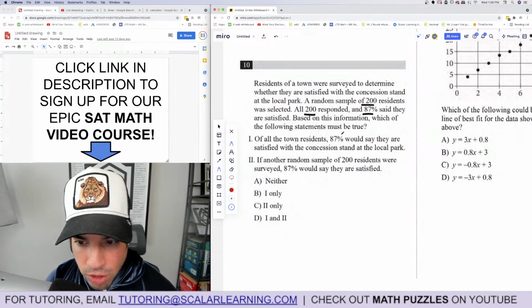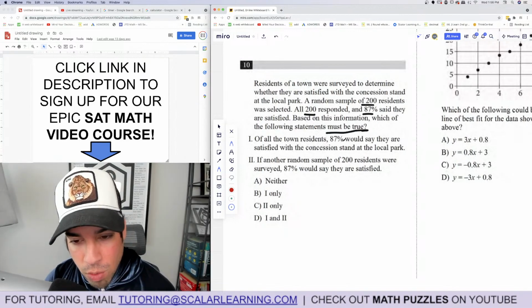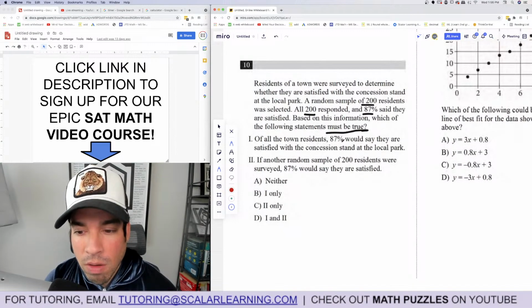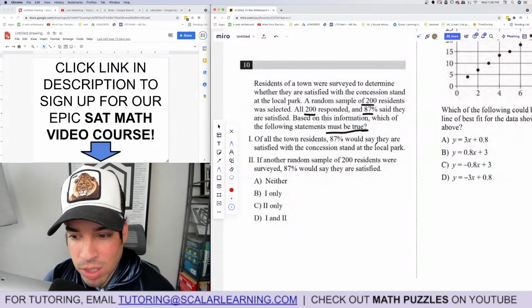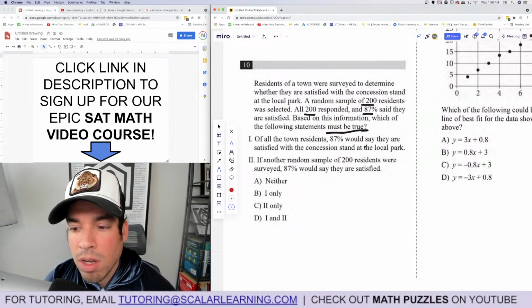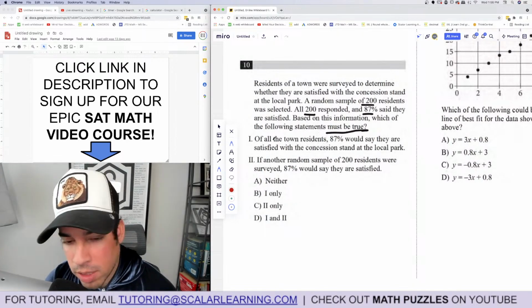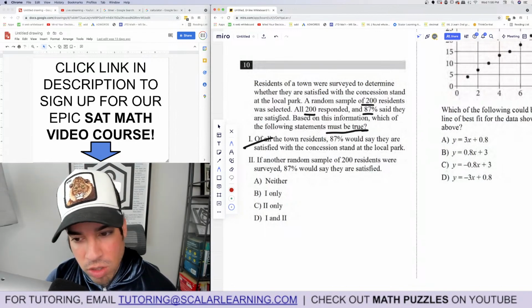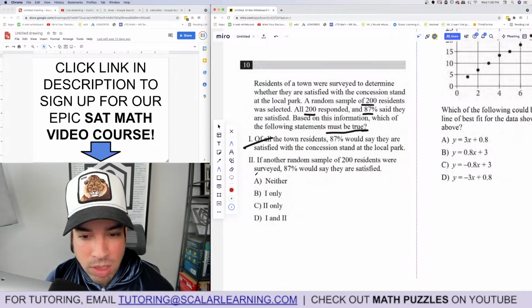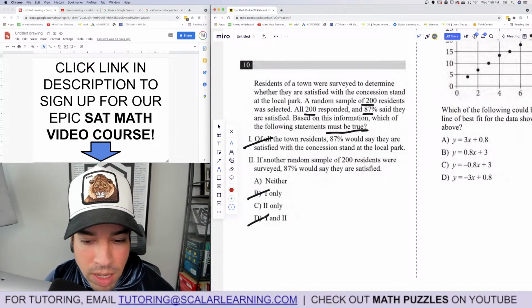Based on this information, which of the following must be true? Those are strong words. Okay, must be true. Of all the town residents, 87% would say they are satisfied. Way too strong. I don't say this has to be true because there could be a margin of error. This is just a random sample. So 1 is definitely out.